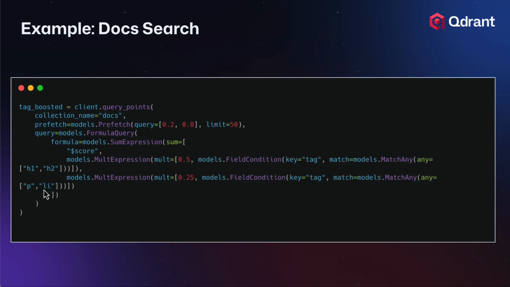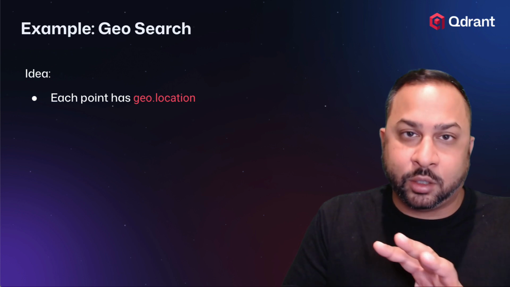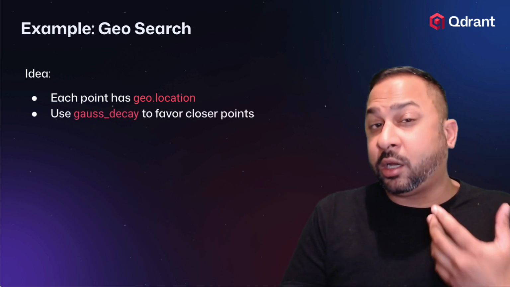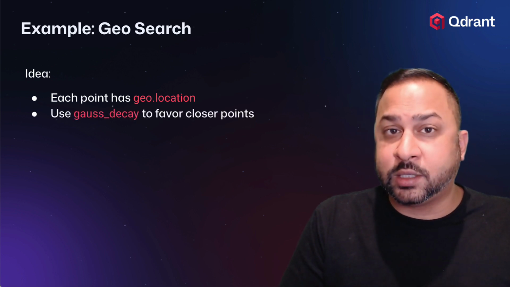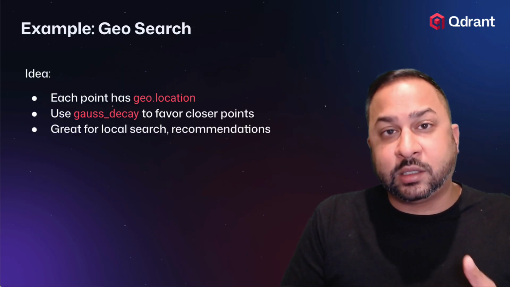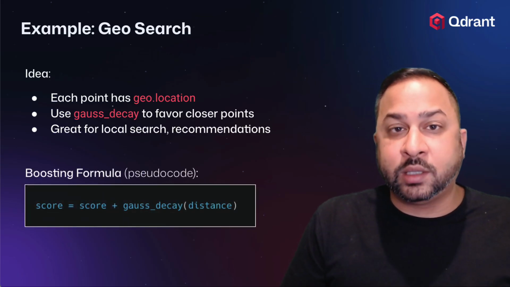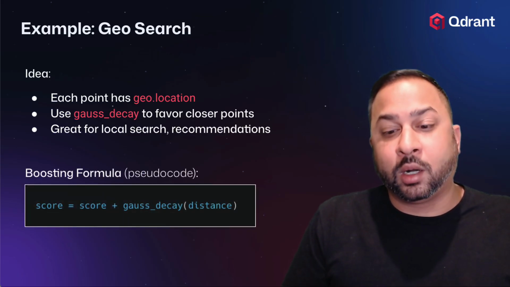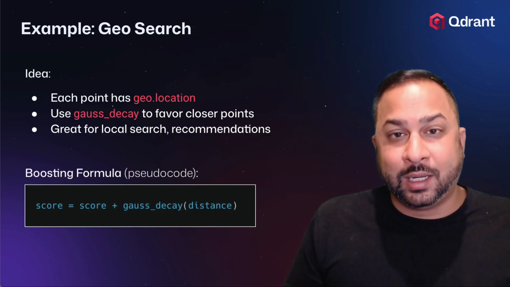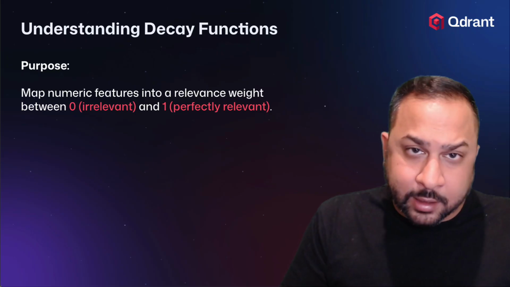So that is how the documentation search can work, but you also have a geo search, and the way this looks is you take each point with a geolocation. You're going to use something like a Gaussian decay to favor closer points, and then from there you're going to actually get good recommendations, and this is great for local search. So the pseudocode looks like this. Your score is equal to your base score plus your Gaussian decay of your distance. So what the decay functions are actually all about, let's talk a little bit about understanding them.